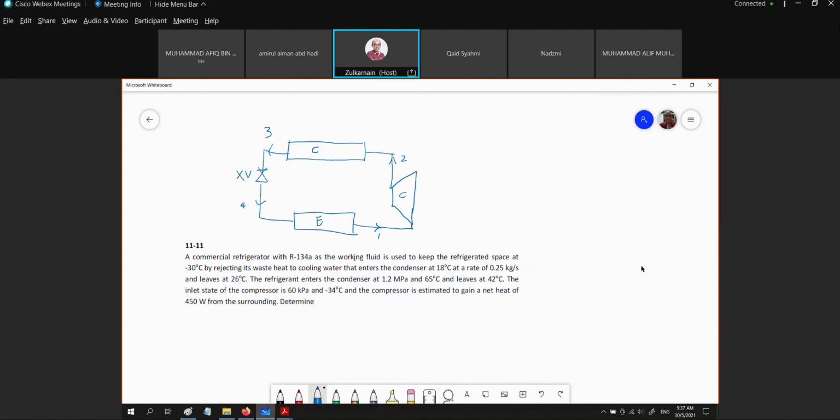Okay, using R134A, now we have the refrigerated space at minus 30 degrees C. So we need to maintain right here at minus 30 degrees C by rejecting waste heat to cooling water at the condenser side. So at the condenser side, we have cooling water flowing into the condenser.